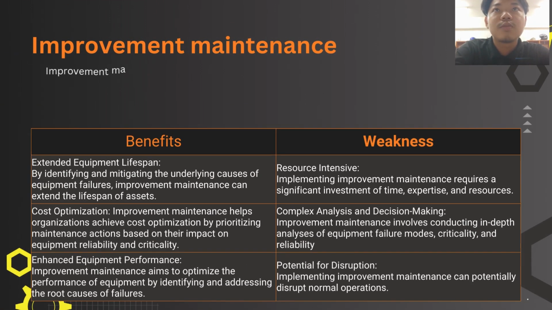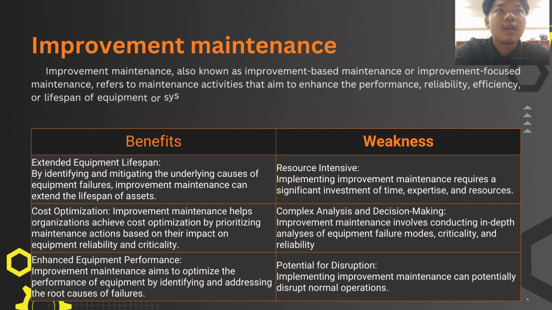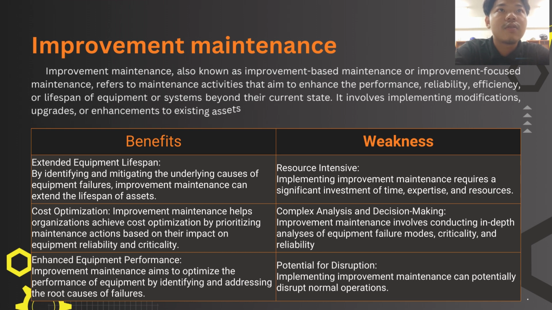Okay, next is improvement maintenance. Improvement maintenance, also known as improvement-based maintenance or improvement-focused maintenance, refers to maintenance activities that aim to extend the performance, reliability, efficiency, or lifespan of equipment or systems beyond their current state. It involves implementing modifications, upgrades, or enhancements to existing assets with the goal of achieving a better operational outcome.